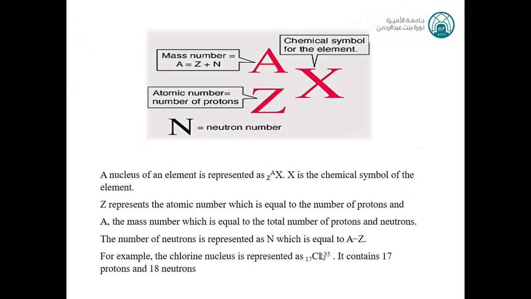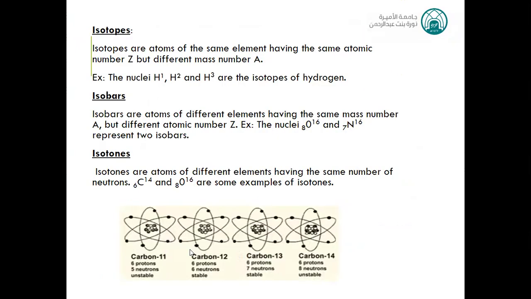Like here, chlorine-35 (Cl, A = 35, Z = 17). It contains 17 protons and 35 minus 17, which is 18 neutrons. There are three kinds of atoms. The first one is isotopes, the second is isobars, and the third is isotones.